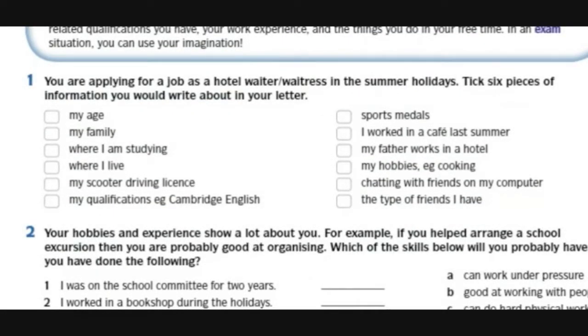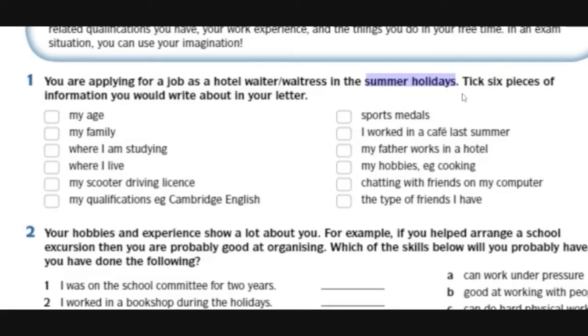All right, very quickly we go through the first one. You are applying for a job as a hotel waiter or waitress in the summer holidays. That means this is just a temporary job. It's not a permanent job. Summer holidays only. Take 6 pieces of information you would write about in your letter. Actually in real situation, especially in Malaysia, I'm not sure about the other countries, but in Malaysia, if you are only applying for a temporary job, you don't really need to write a letter. But for some big company, yes, you have to, even if it is only temporary.